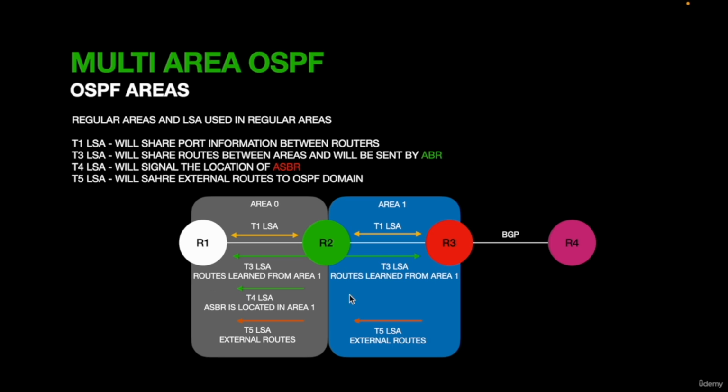R2 will also send a type 4 LSA, and it will inform other routers that the ASBR is located in area 1. Since this is a regular area, the ASBR will send a type 5 LSA, and it will share the external routes. The type 5 LSA is passed to the ABR, and the ABR is passing the type 5 LSA to other routers in the area. Okay, so the first area type is the regular area type, and we can see all the messages which are being exchanged.